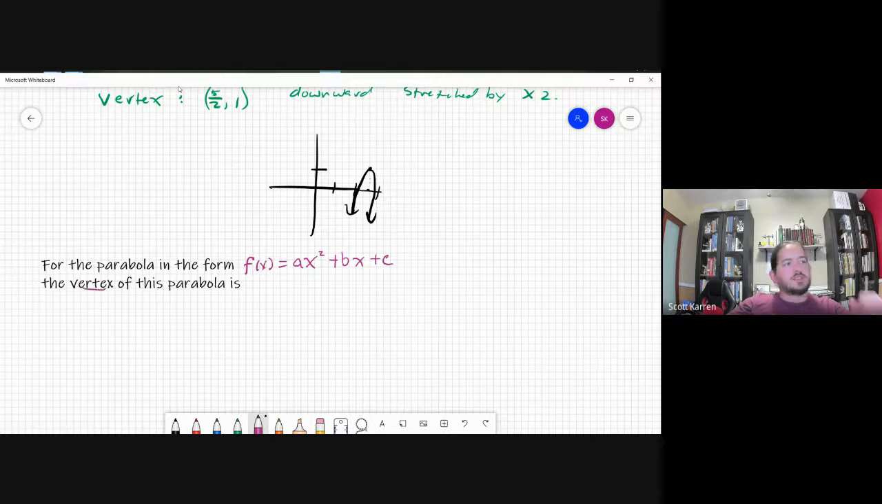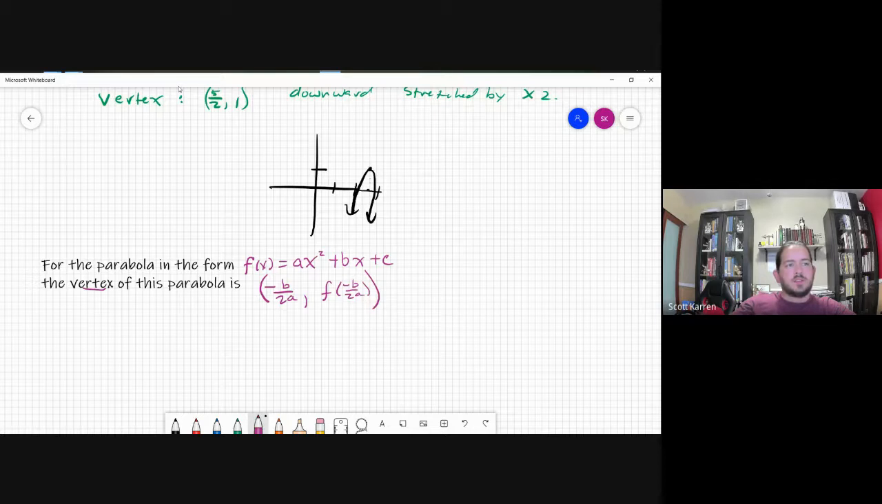The vertex of this, if we were to go through and figure out, like throw into the quadratic formula, right, we could do that. Or we could go through and complete the square, which is essentially creating the quadratic formula. But the vertex of this parabola is the x value is negative b over 2a. And then the y value is just that evaluated there. So the function evaluated at negative b over 2a.